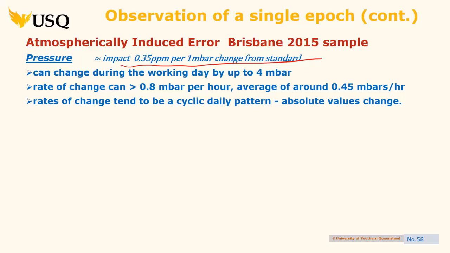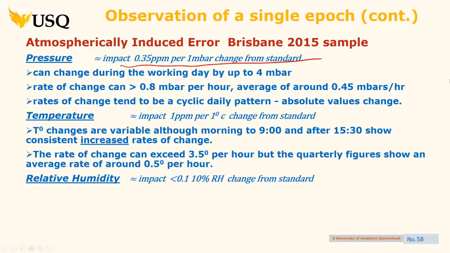The rate of change that I was saying in Brisbane is it could have been up to 0.8 of a millibar per hour, right? That's only a third of a millimeter. But we're talking about trying to get down to the best precision we can. So not as critical, right? Try to keep that in your head if you can. You'll see it in some texts: roughly a third of a part per million per 1 millibar change.